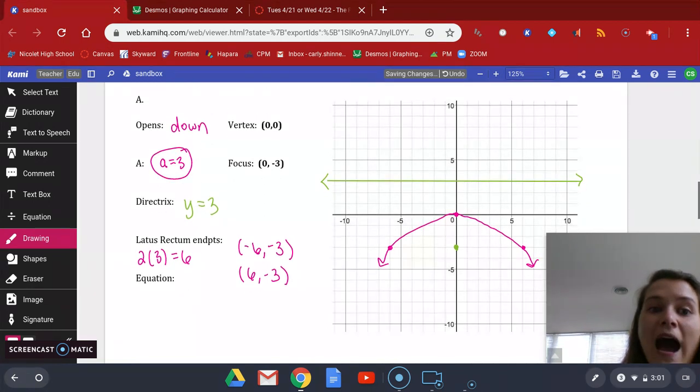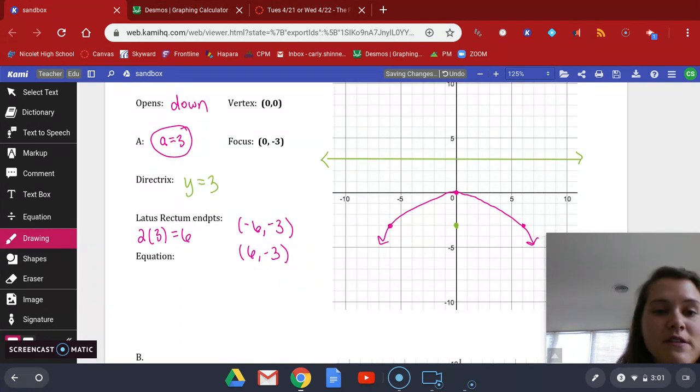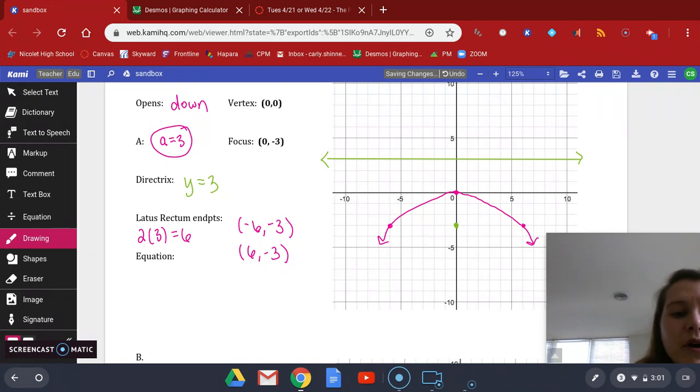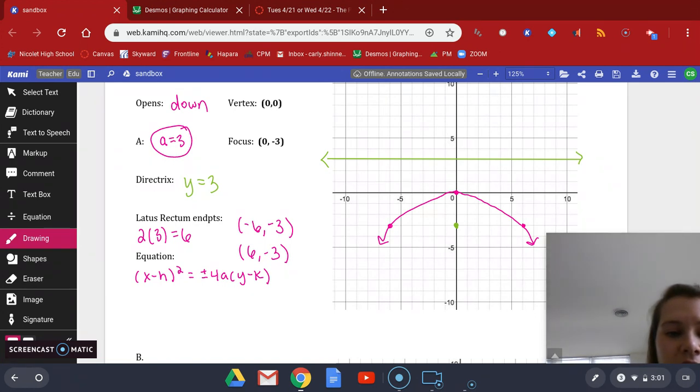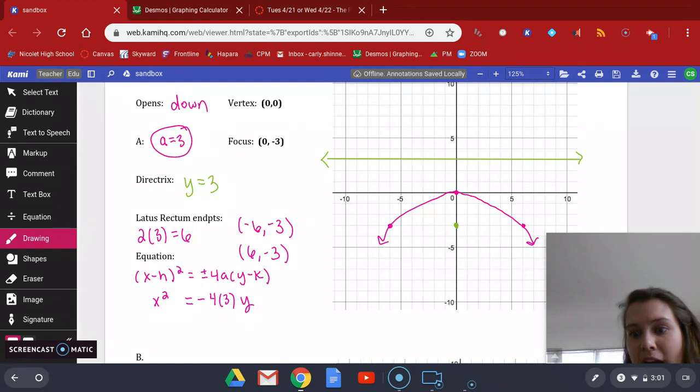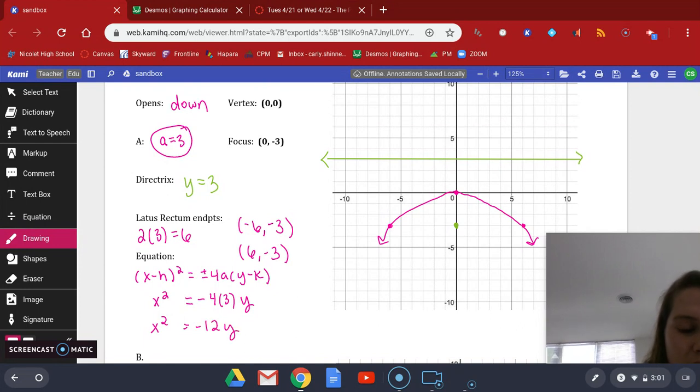Alrighty. So now it wants us to build the equation of this parabola. So if it helps you to jot down the general form or scroll back to that page in your notes, here it is. So my vertex is (0, 0), so this can just be x squared over here. It opens down, so I need a negative. My a is 3, and then there's no k value. k is 0. So cleaning this up a little bit, I would get x squared equals -12y.